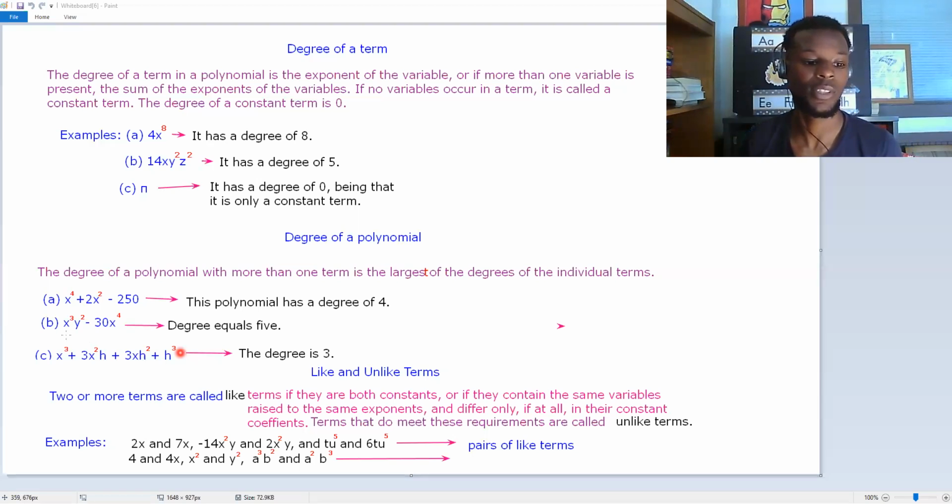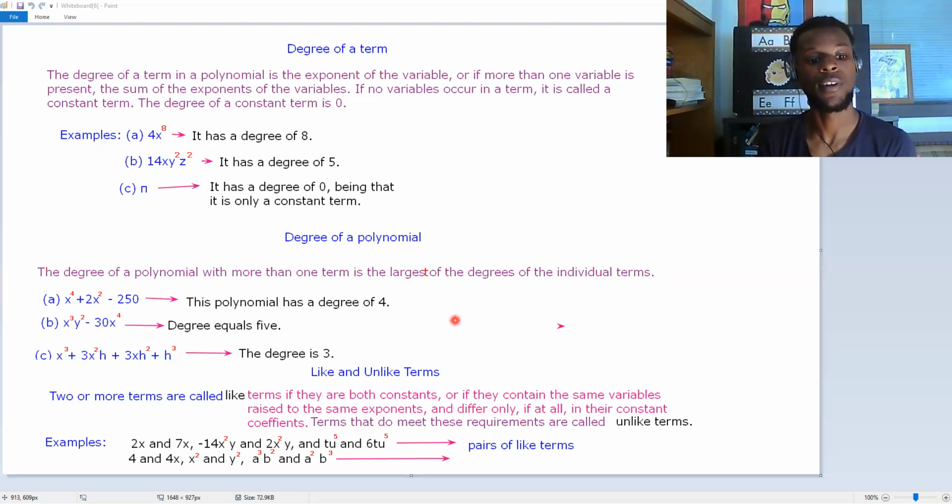Then moving down to example C, we have x cubed plus 3x squared h plus 3xh squared plus 3. Now, if we look at each term, they all equal the same degree because they all are raised to the third power. We have x cubed, then we have 3x squared h.